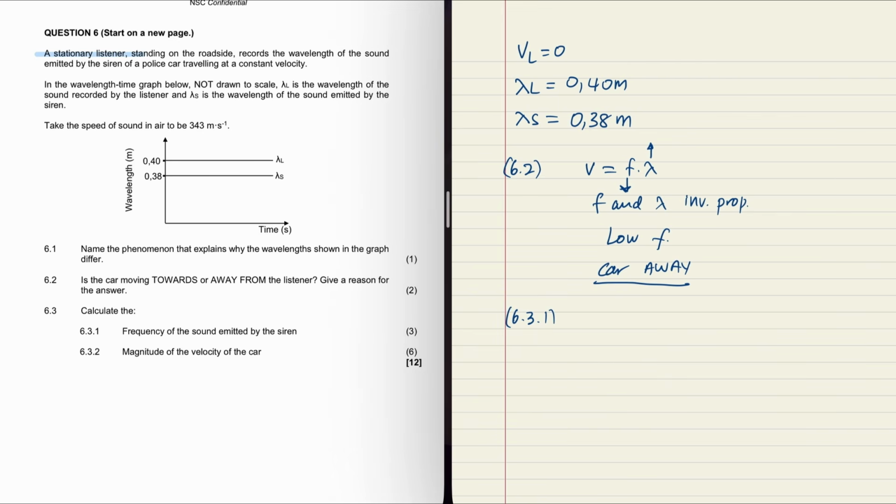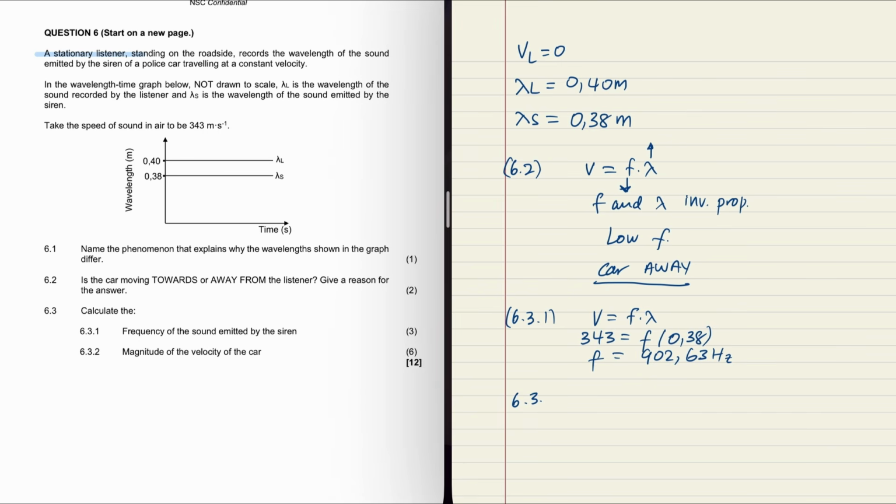6.3.1. Calculate the frequency of the sound emitted by the siren. So V is equal to F times lambda. So 343 is equal to F, so that's the frequency, multiplied by the lambda. Now we need to be careful. We have lambda L and lambda S. We are interested in the siren itself, so the sound emitted by the siren, so the source. So we're going to substitute in 0,38. That means that the frequency is going to equal 902,63 hertz.